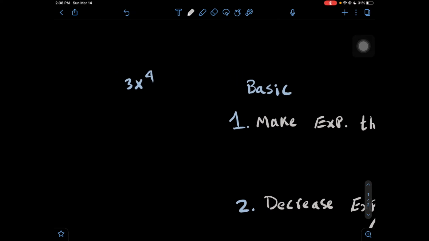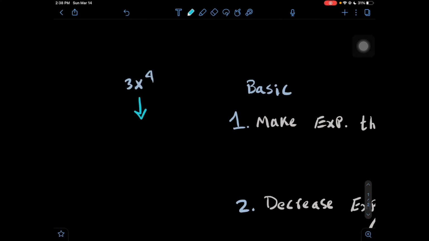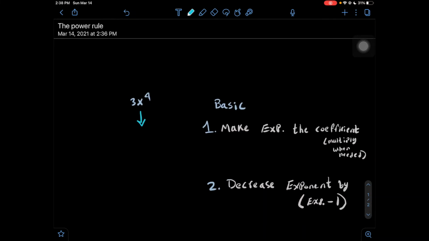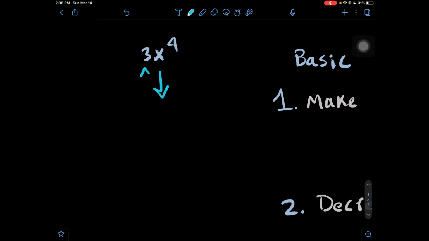So let's go ahead and do this example right here. So here we have 3x to the fourth, and we need to follow our first step, which says make the exponent the coefficient and multiply when needed. Well, we can see that we already have a coefficient, so we're just going to have it like this with 3x, and we're going to make our exponent, which is 4, our coefficient. So we have our 3x, and we left it intact, and we're going to put our 4 as our coefficient.